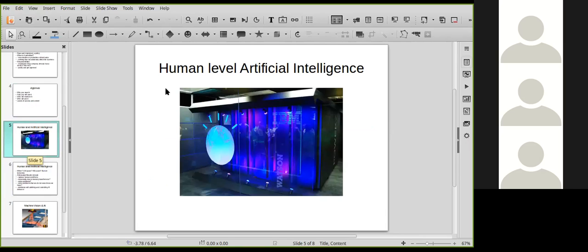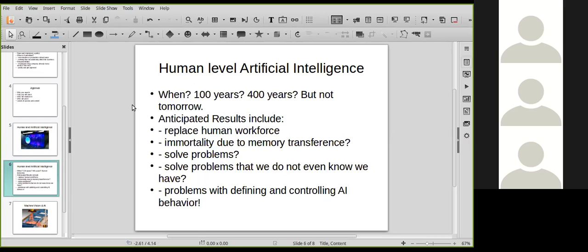Now, back to human level artificial intelligence. This is, of course, Watson. So what do we know about this? Well, most likely we will have human level artificial intelligence or superhuman level artificial intelligence sometime within the next 100 years. Oh, certainly within the next 10, maybe 20. Okay, but not tomorrow. So what happens when we do that?